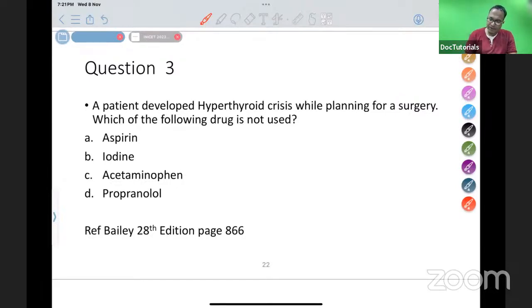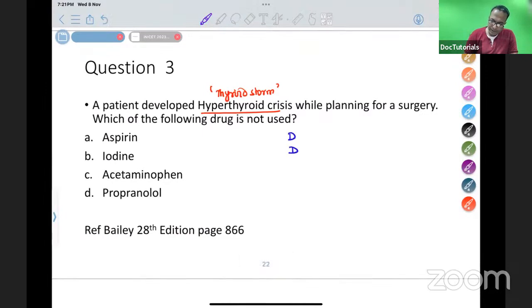A patient developed thyroid storm. Okay, thyroid storm. You know what is thyroid storm? It is a patient who was inadequately prepared for surgery, who suddenly goes for high output of hormones while planning for a surgery. Which of the following drugs is not used? So I used to tell D, D, D. So diuretics, digoxin, and DEXA, like steroids. These are three important drugs, D, D, D.